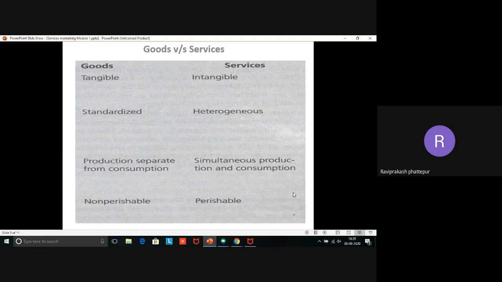You can feel, touch, taste, and sometimes smell. Okay. So services are intangible. You cannot feel, touch, or smell them. Okay, for that matter. So next is goods are standardized.